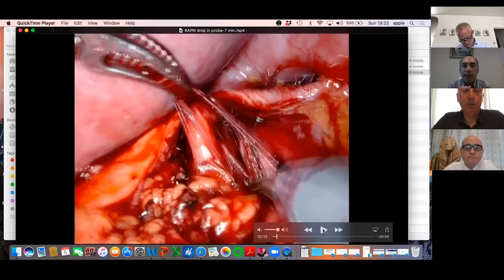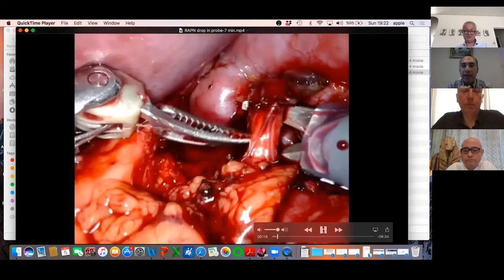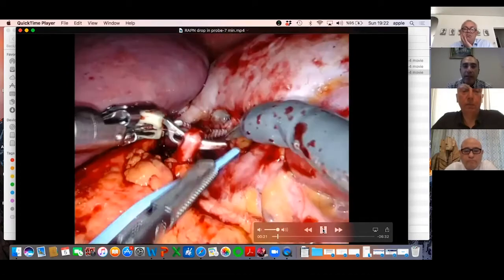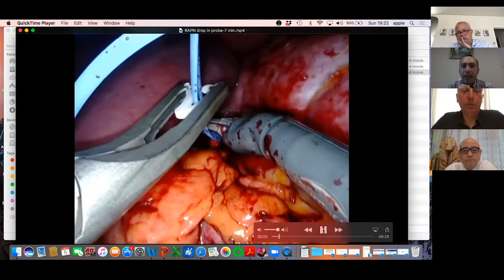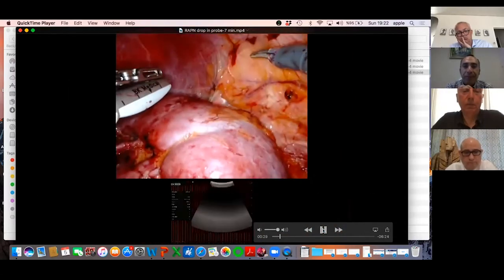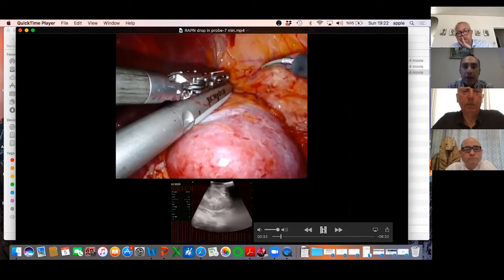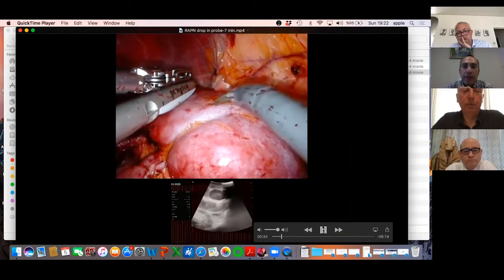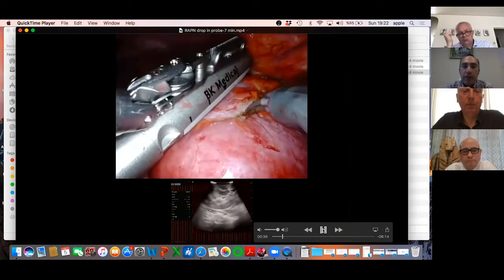So the initial step is directly identifying the pedicle, the renal artery and vein, like Francesco did. And I like securing the vessels with a vessel loop. Then we introduced the drop-in probe, the ultrasound probe. It's very easy to use, and it shows nicely the borders of the mass.